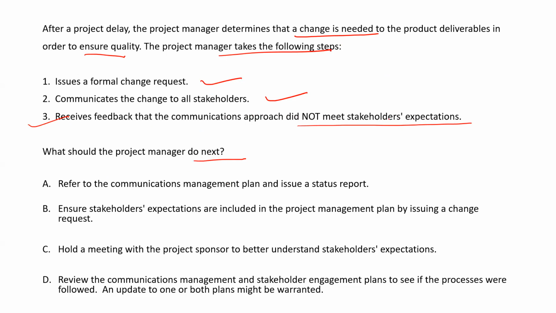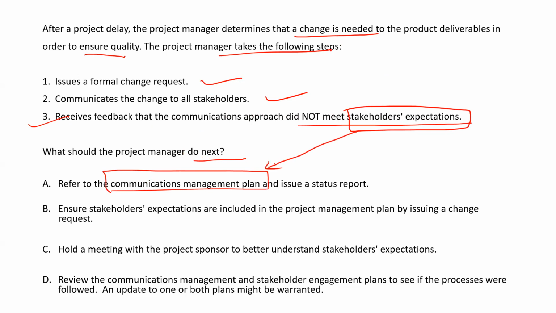Effort to communication. Stakeholder expectation will be defined in the communication management plan. What do you think? You will check stakeholder expectation in the communication management plan? No. No, sir.